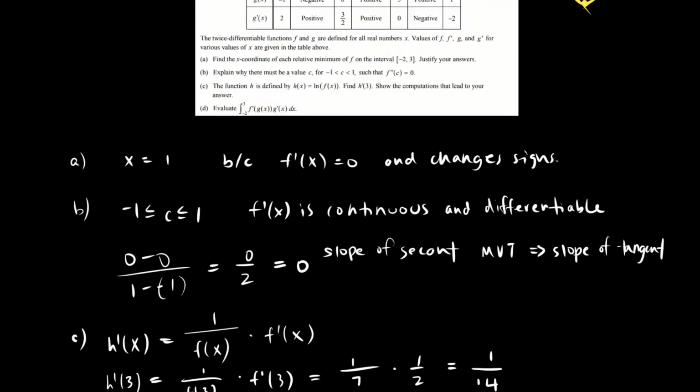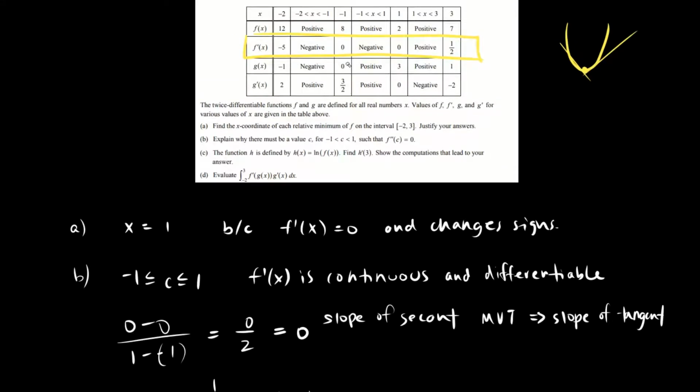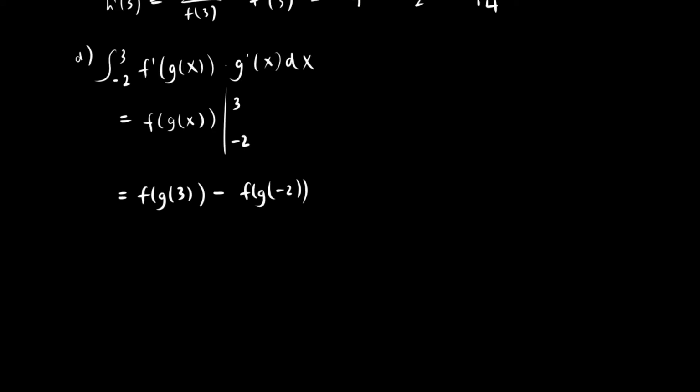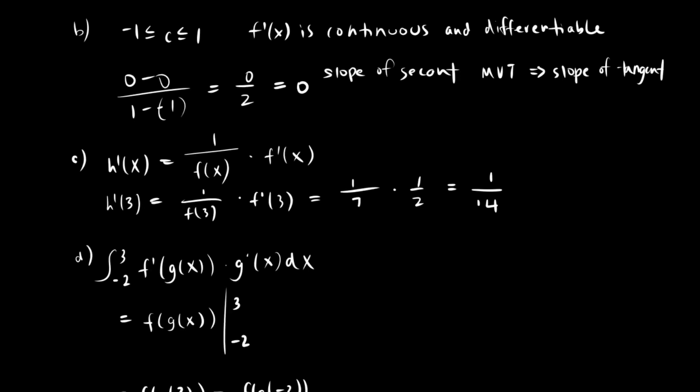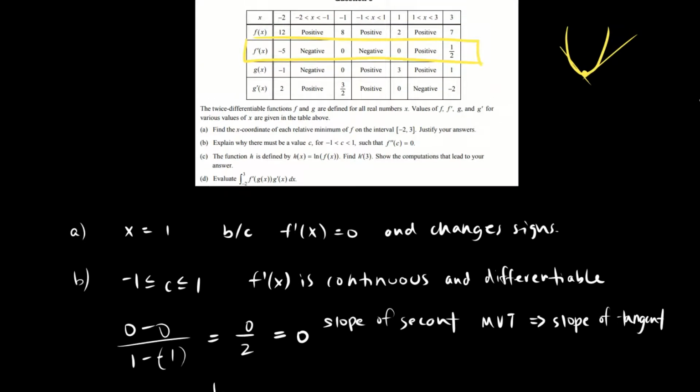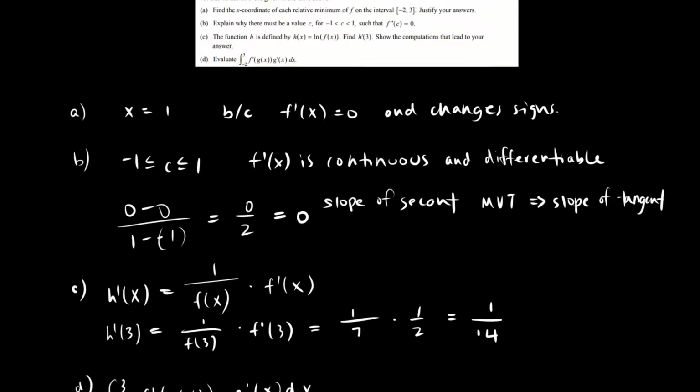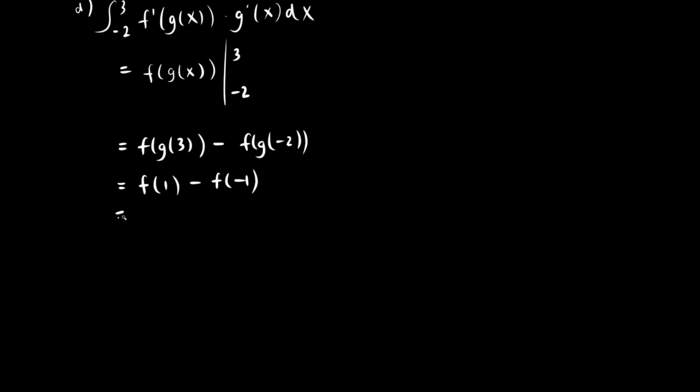G of 3 is 1, and g of -2 is -1. So this becomes f of 1 minus f of -1. F of 1 is 2, and f of -1 is 8. So this is 2 minus 8, which equals -6.